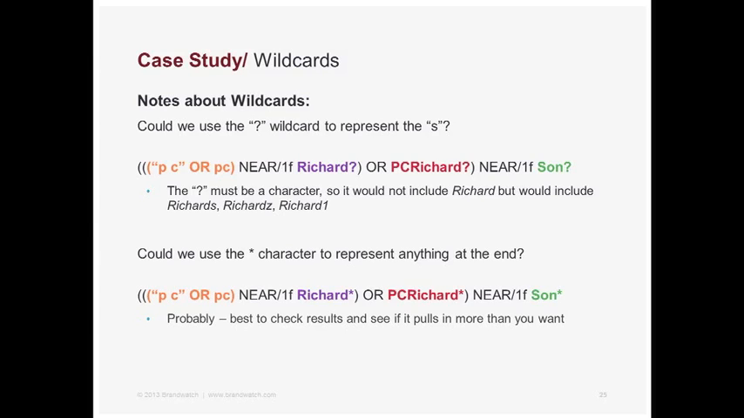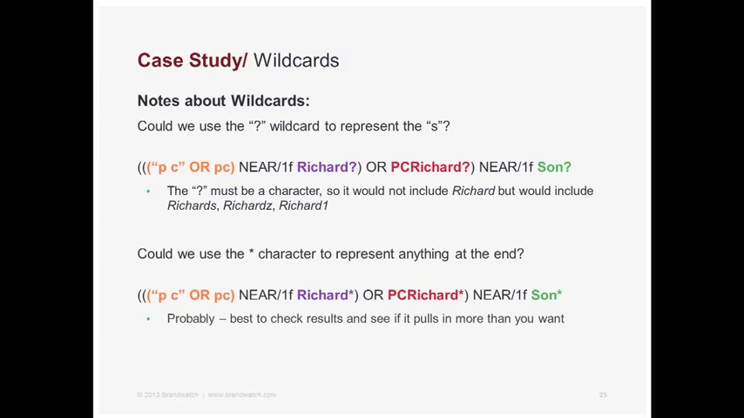So if I used a question mark after Richard or a question mark after Son, that would find the plural, or any other weird spellings like, you know, Richard with a Z after it or a one or whatever, but it won't find Richard singular because it needs to have a character afterwards. So the asterisk wildcard character can represent anything at the end of the word.